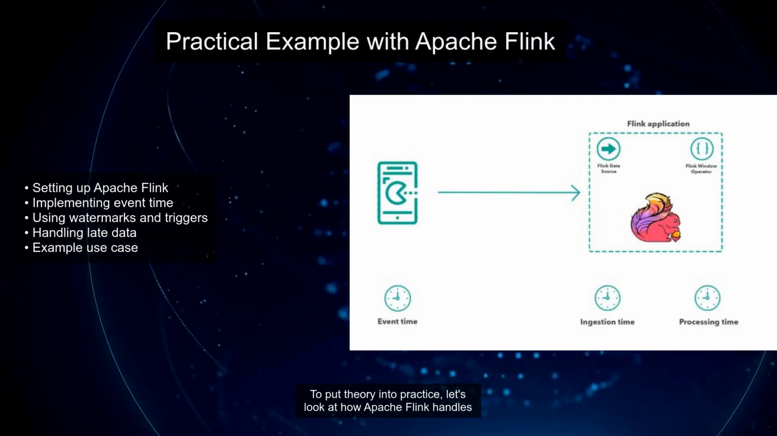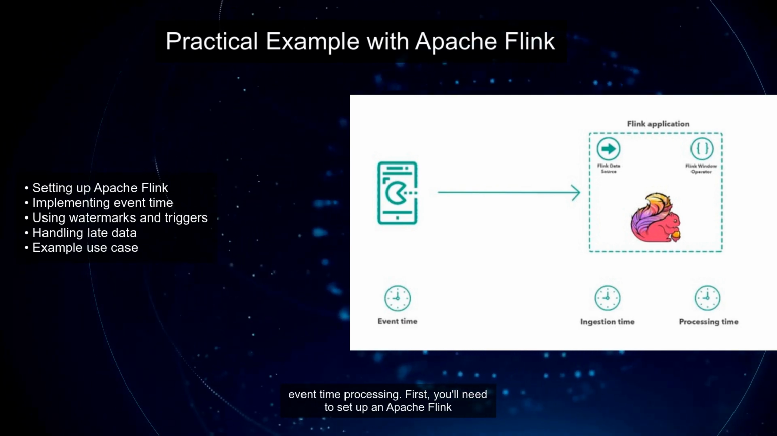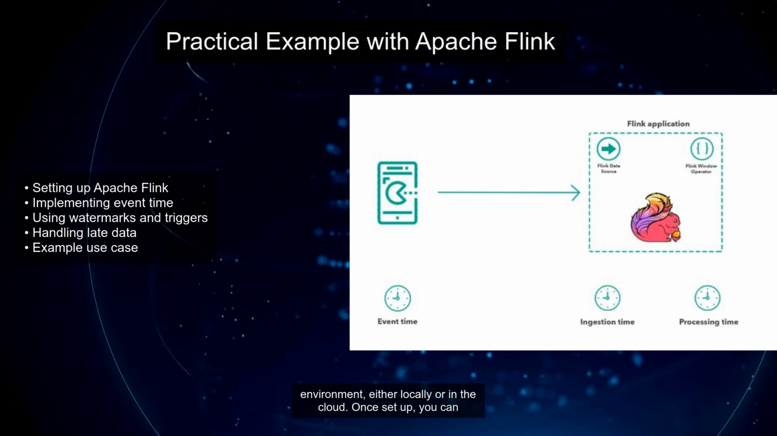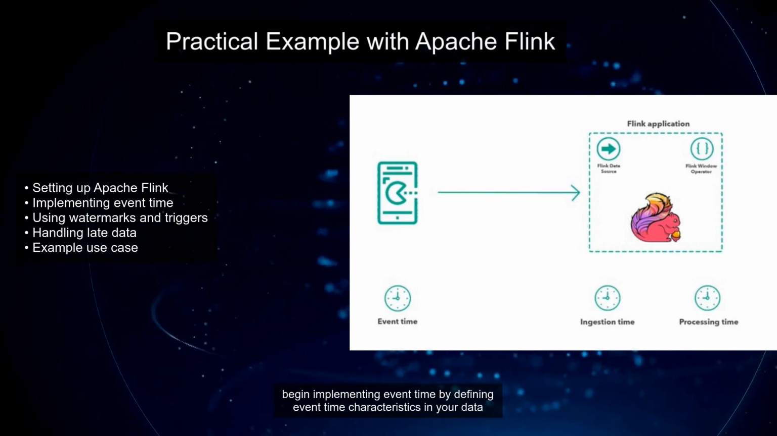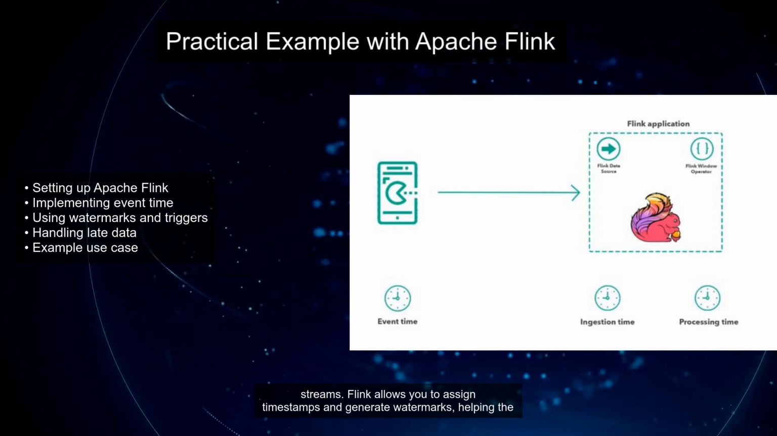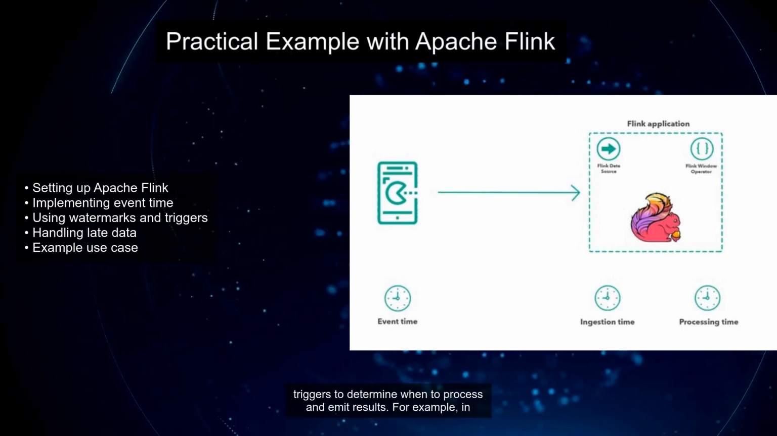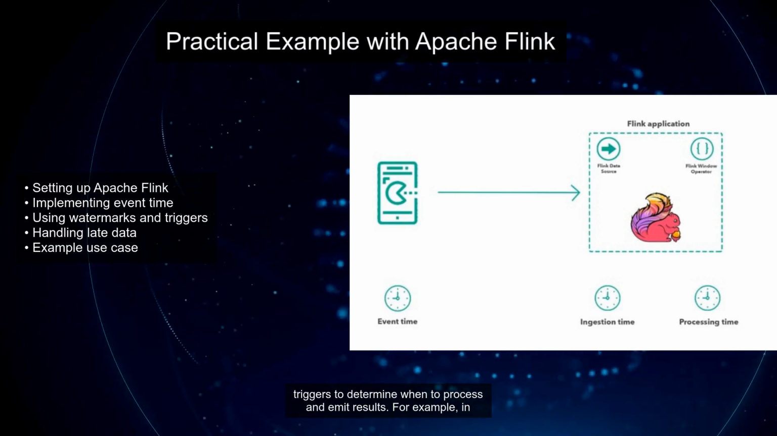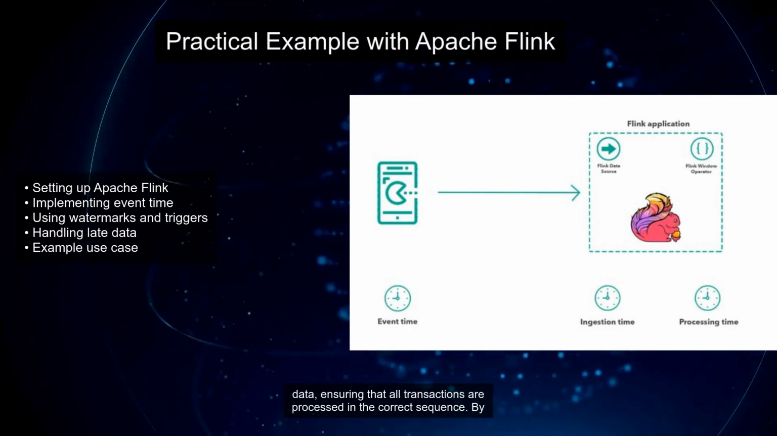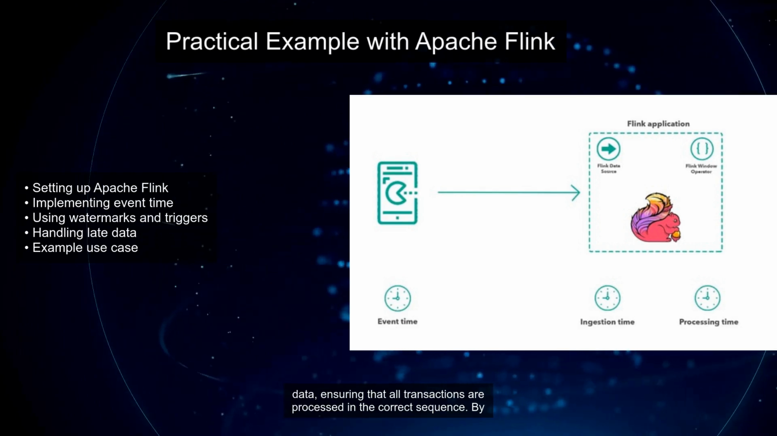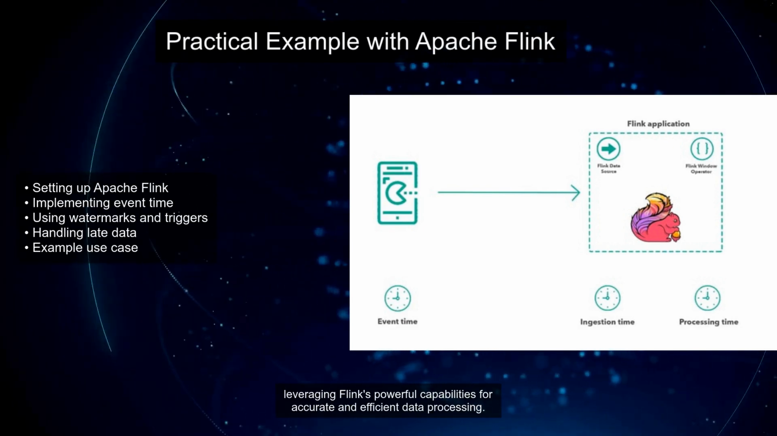To put theory into practice, let's look at how Apache Flink handles event time processing. First, you'll need to set up an Apache Flink environment, either locally or in the cloud. Once set up, you can begin implementing event time by defining event time characteristics in your data streams. Flink allows you to assign timestamps and generate watermarks, helping the system understand the flow of event time. You can also set up triggers to determine when to process and emit results. For example, in a retail transaction system, you might use event time to analyze sales data, ensuring that all transactions are processed in the correct sequence. By following these steps, you can effectively manage event time in your applications, leveraging Flink's powerful capabilities for accurate and efficient data processing.